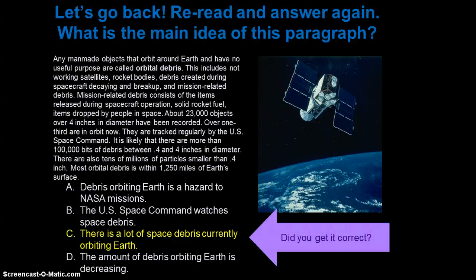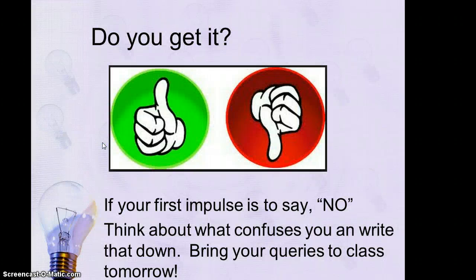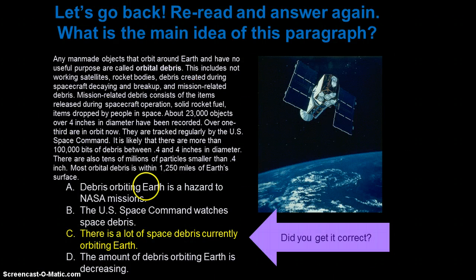Did you guess C? Did you get it right? Yes. Thinking about this, it doesn't say anything about this debris being a hazard, so A is going to be crossed off. Looking at B, the U.S. Space Command watches space debris. While that is one sentence in here, it says they are tracked regularly by Space Command, that's not the main idea of the whole paragraph.